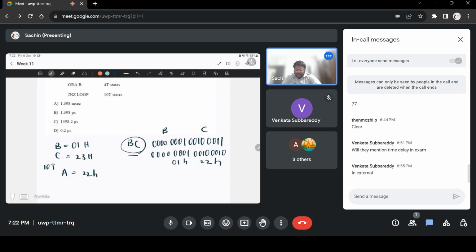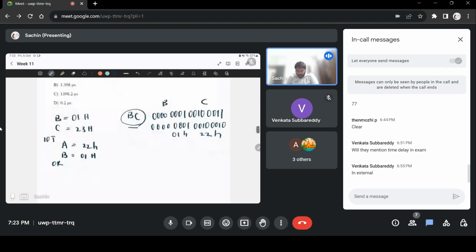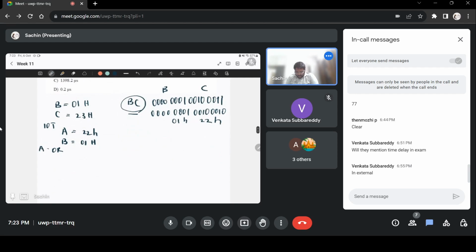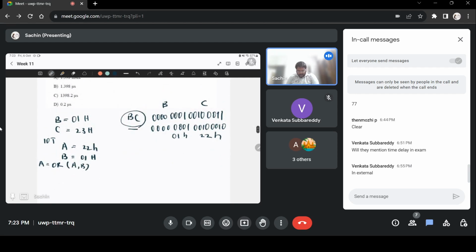ORA, or accumulator with the register or memory. Here ORA B means OR the accumulator contents with the contents of register B and store it in the accumulator. So the accumulator has 22H, B is 0H. You have to OR these two, the OR of A and B, and store it in the accumulator.